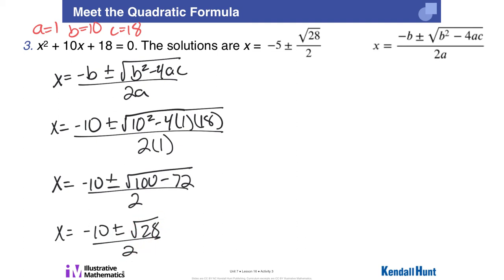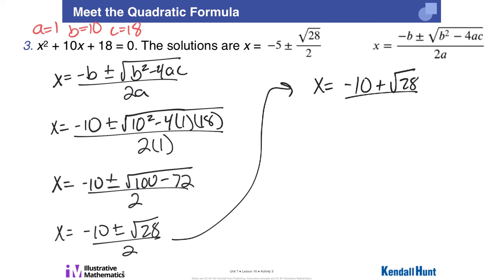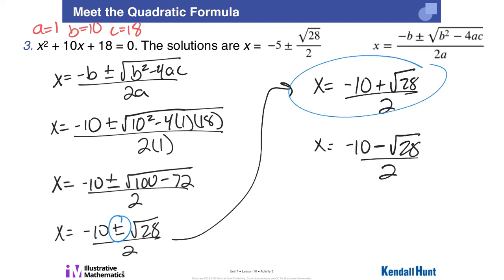The square root of 28 does not come out nicely, and we're not going to use decimals in this. We're just going to leave it as a square root. So my 2 possibilities are negative 10 plus the square root of 28 divided by 2, or x could be negative 10 minus the square root of 28 divided by 2 because of that plus or minus symbol. So these are our 2 answers.